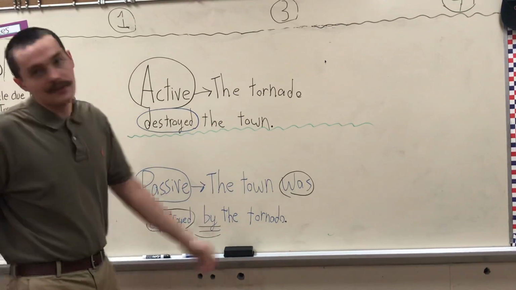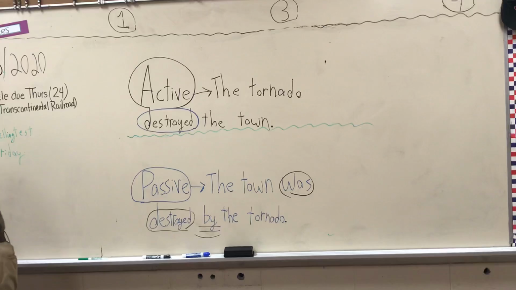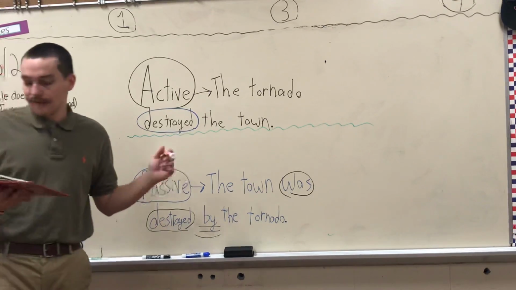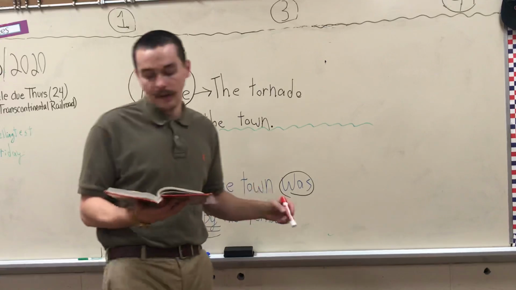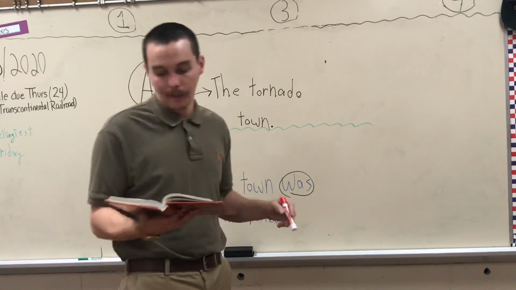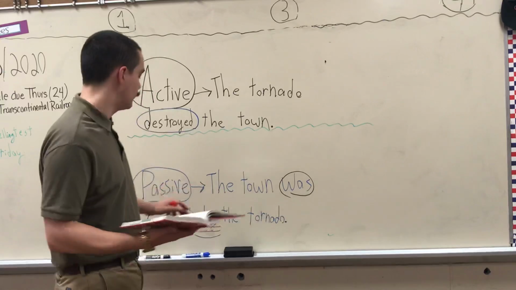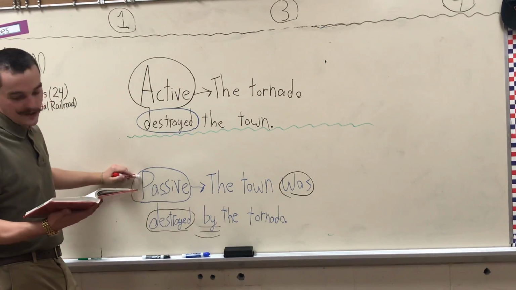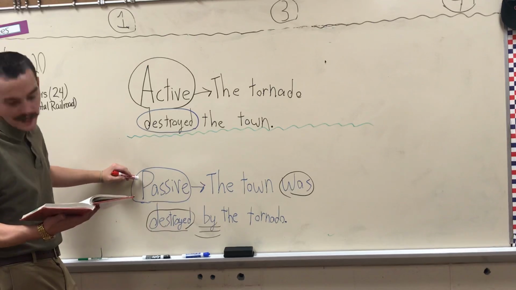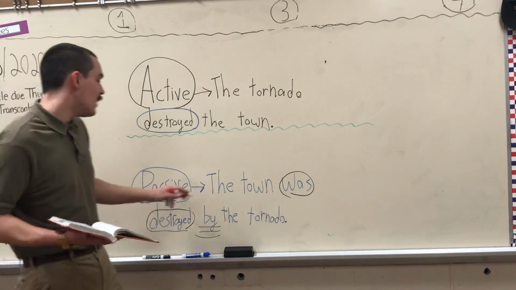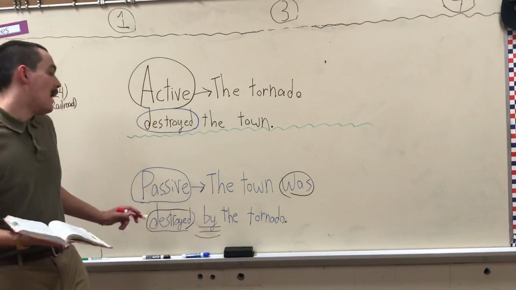Active and passive voices in verbs, I'm going to actually go by what the book says because I want to make sure that I do not mess this up. A verb in the active voice happens when the subject performs the action of the verb. On the flip side, the passive voice happens when the subject receives the action of the verb. So, let's see what happens. The town was destroyed by the tornado.